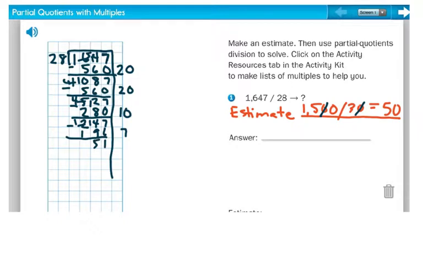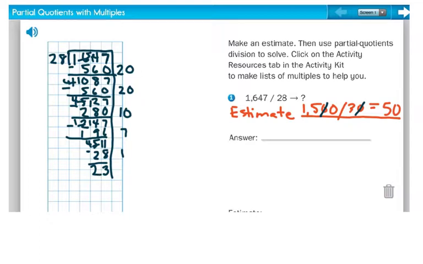Now I'm down to 51. Can I take 2 more 28s? 28 times 2 is 56, so no, it only goes in there 1 more time. So go ahead and subtract 1 last time.